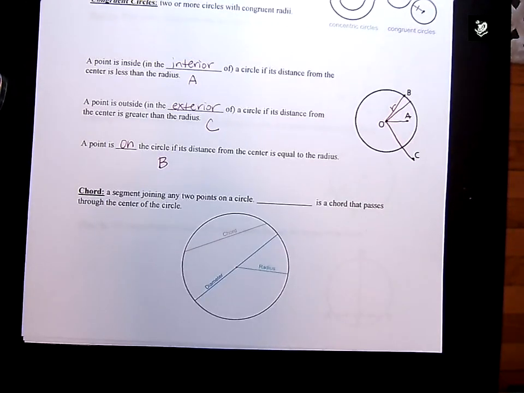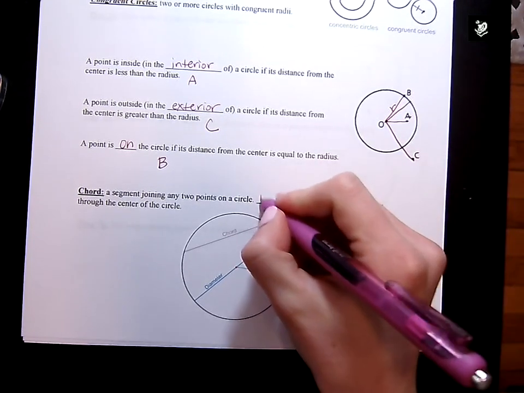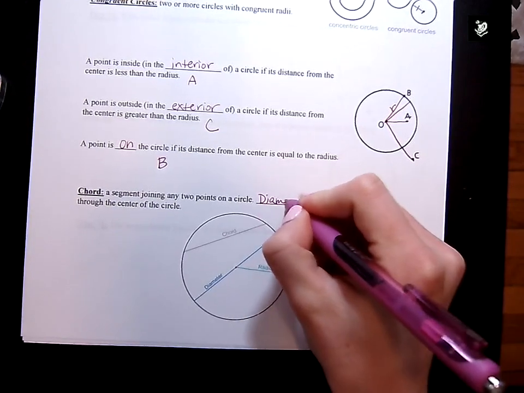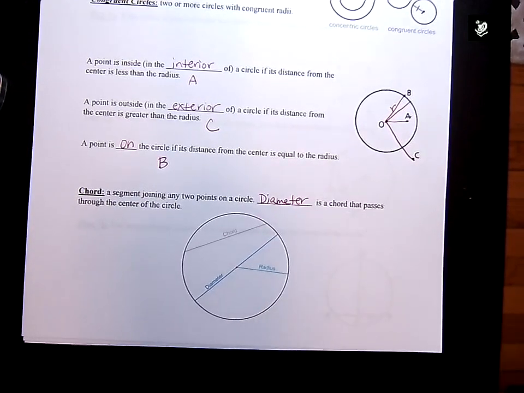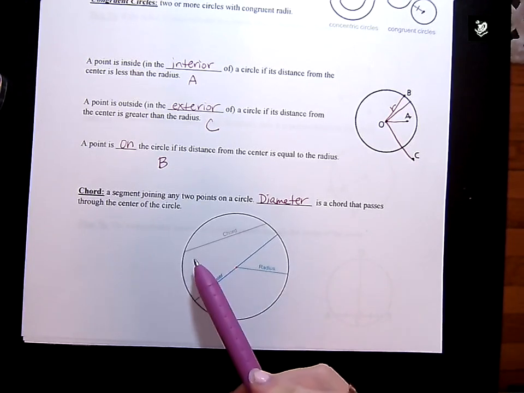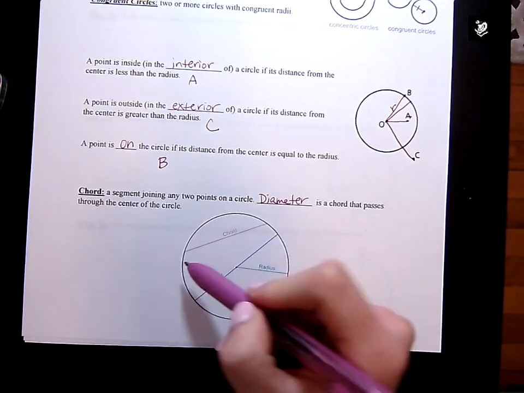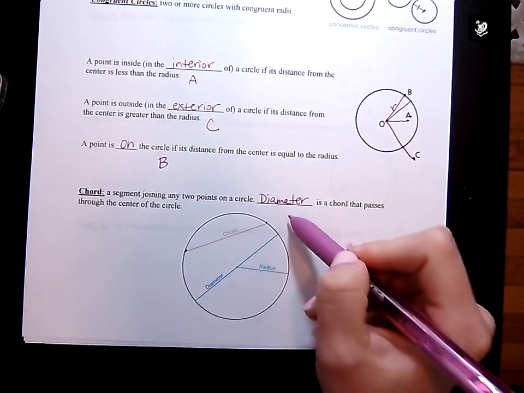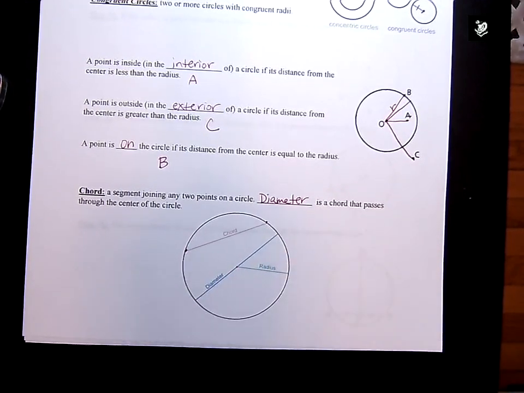Here's another review term. So a chord is a segment joining any 2 points on a circle. Think about what's a special type of chord that passes through the center of the circle. The diameter. So we kind of talked about this already when we did inscribed angles, but the textbook is just reviewing it a little bit. So diameter, radius, and then there's your chord. Remember, the end points are on the circle. It doesn't pass through it.